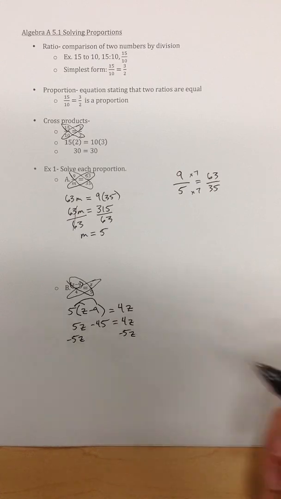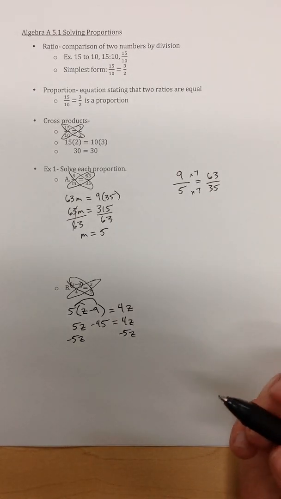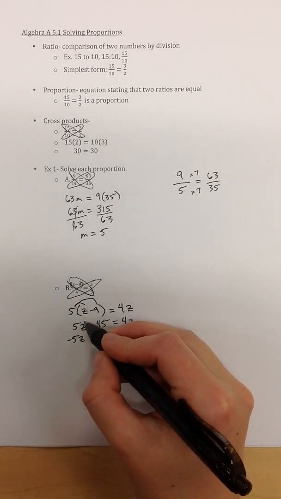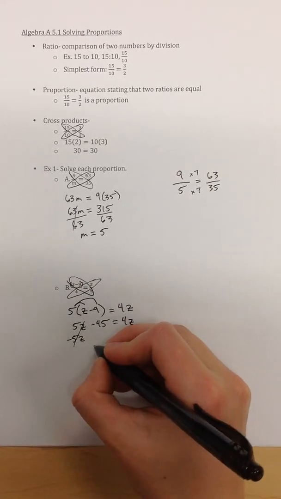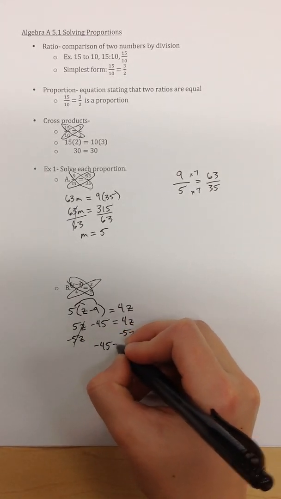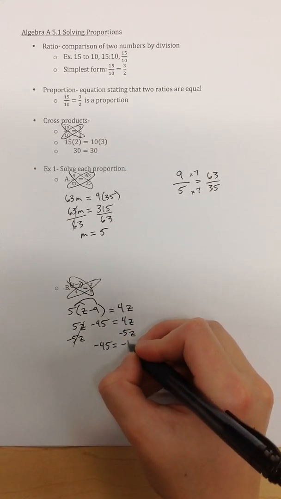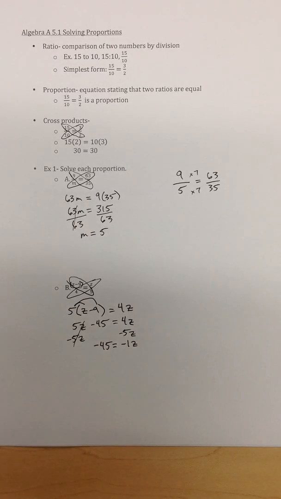I didn't move that one because then there's 0 over there, which we don't really like working with, so I wanted to move the 5z. So when I subtract there, the 5z's will go away, and I'll be left with negative 45 is equal to, and then if I did 4z minus 5z, that would be a negative 1z or negative z.